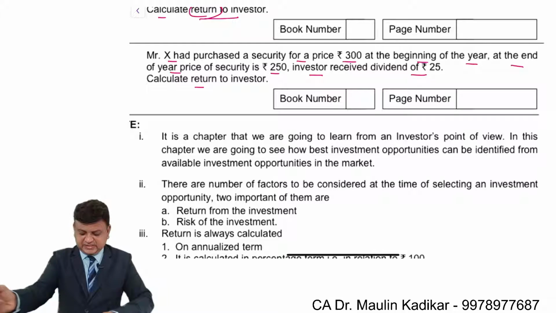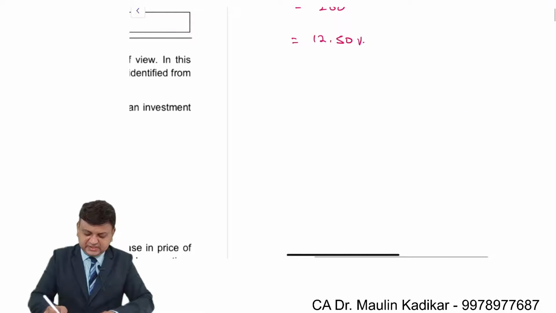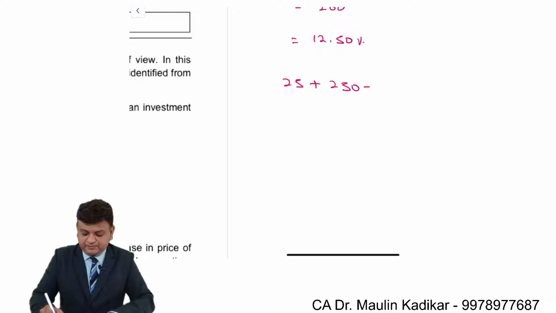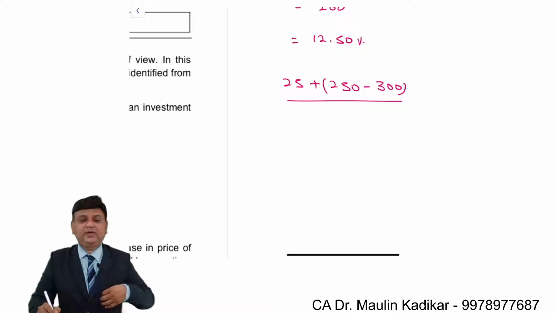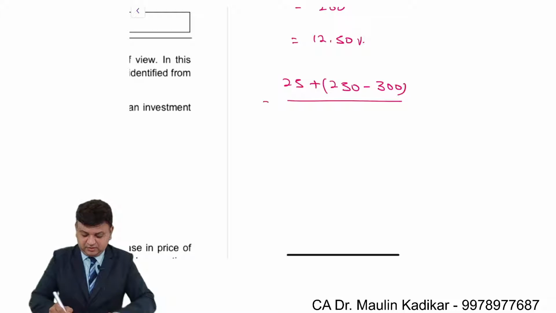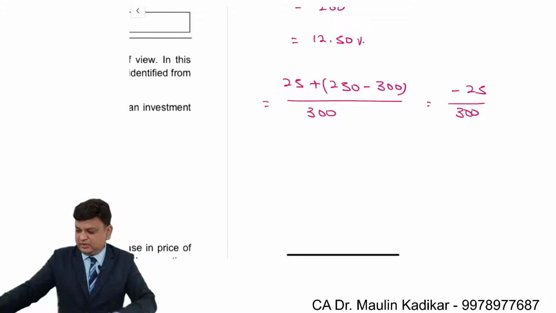So once again we understand that say an investor has received a dividend of rupees 25. Price of the security is 250. At the beginning of the year it was 300. So 50 rupees is a reduction in the price and 25 rupees is a dividend. So we understand that the overall return is negative 25 on the investment of 300. So negative 25 upon 300, that comes to negative 8.33 percent.